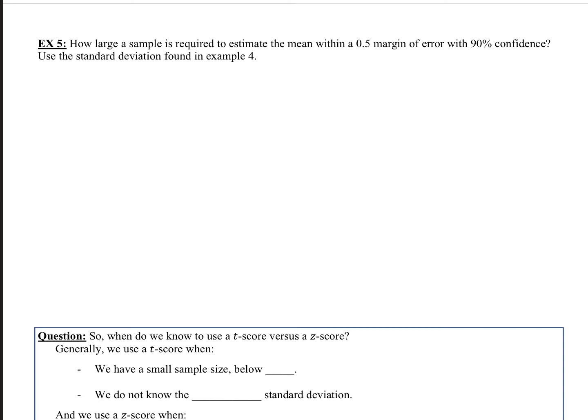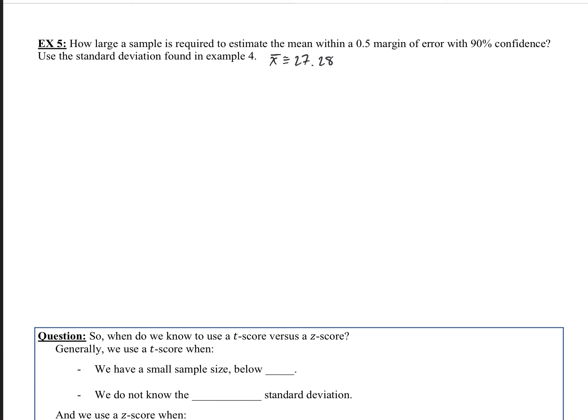So first off, what was the standard deviation we found in example 4? That was 27.28. Let me go ahead and still include my... Actually, let me fix that. It should be x bar, not x squiggle. So x bar was equal to 27.28.